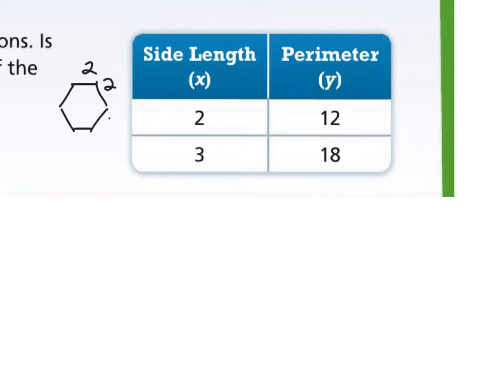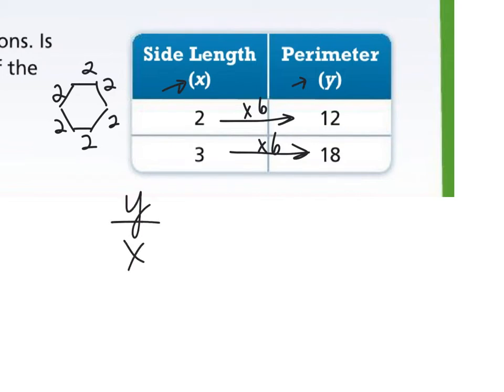So if the side length was 2, to find the perimeter, the distance around it, we could just take 2 times 6, which is 12. If the side length was 3, we could take 3 times 6, which is 18. And then we're going to check to see whether these ratios are proportional. So kind of like they did on the previous example, they've got this labeled as X and Y. And so we're just going to follow their example.